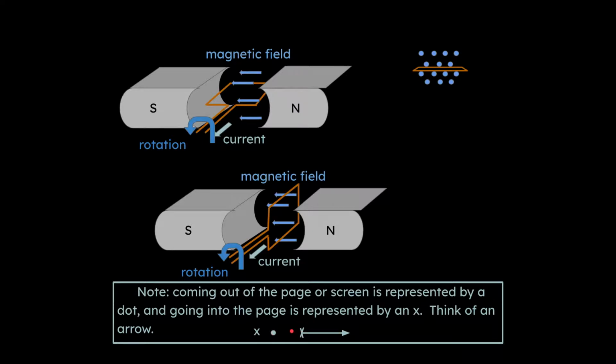I want you to think about an arrow, a stylized arrow, so to speak. The back end, if you were looking at the back end of an arrow moving away from you, it would look something like an X. And if it was moving towards you, then it would look something like a dot. And that's how to remember these things.